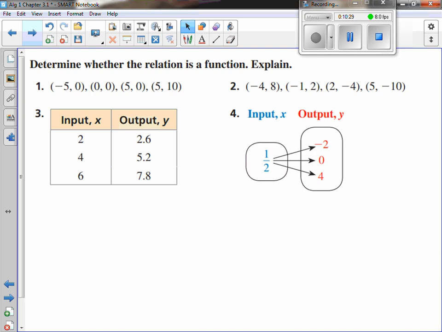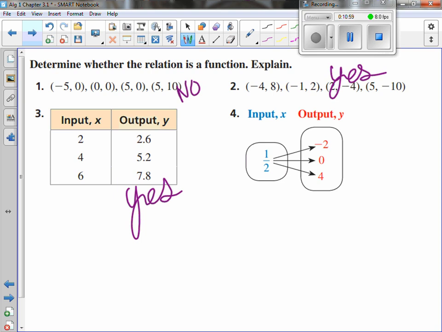So we have these here, and do we feel comfortable with these? Yes? So looking at these here, number 1 would be no, because we have 5 going to 0 and 5 going to 10. That doesn't work. Number 2, -4, -1, 2, 5. This one actually does. This one works. This one does. That one does not, because the last one we have 1 input and 3 outputs.